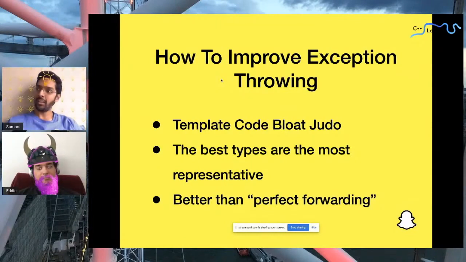The second thing we are going to do is show how you can choose the set of types that you are passing to create your exception objects. And third, we'll improve upon perfect forwarding. So how can we improve perfect forwarding to make exception throwing even better?